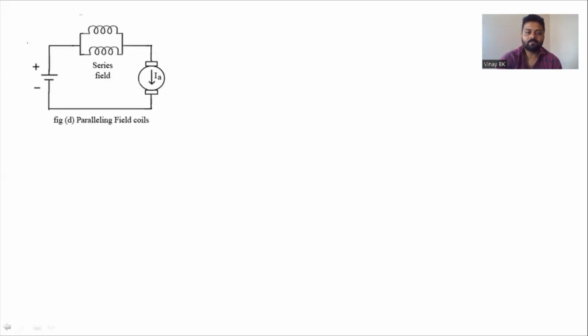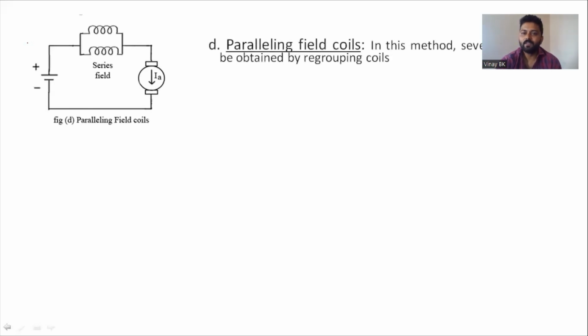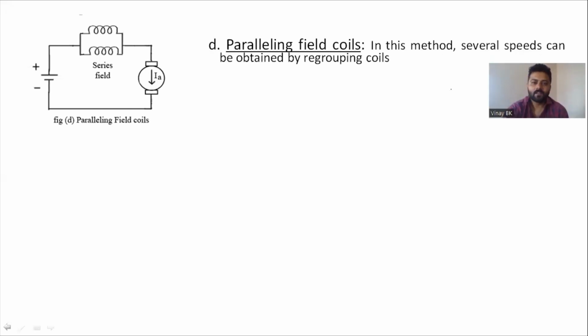Similarly, the fourth type of flux control method is paralleling field coils. In this method, we divide the field windings and connect them in parallel. The field windings which are connected in parallel, what happens? Again, the current will be dividing. If the current is dividing, it means flux is dividing, so the current is reducing in a field winding, so that you can control the speed of the DC series motor by paralleling field coils.